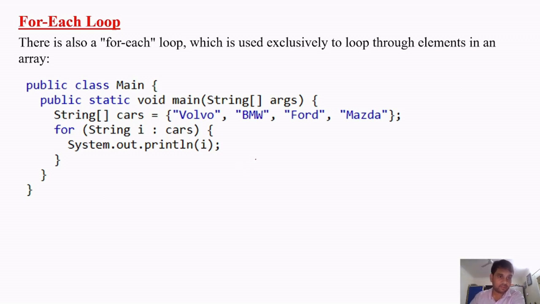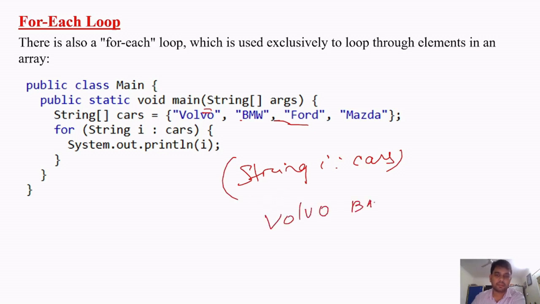Now we have the for each loop. For each loop, how to write? We have assigned a String array cars: Volvo, BMW, Ford, Mazda. for (String i : cars). ब्रैकेट। तो यहाँ पे प्रिंट क्या होगा, Volvo, BMW, Ford, Mazda, ऐसे एक लाइन में प्रिंट हो जाएगा, because the cars string array is having these four values.